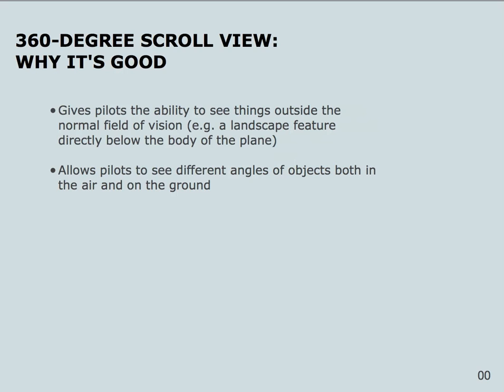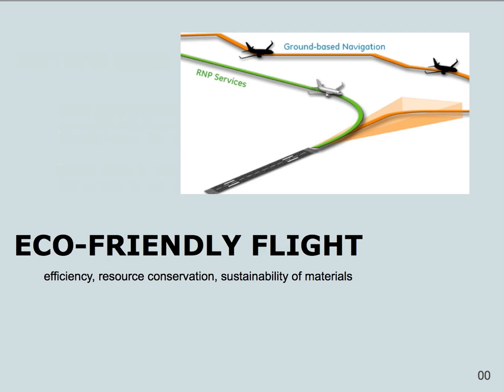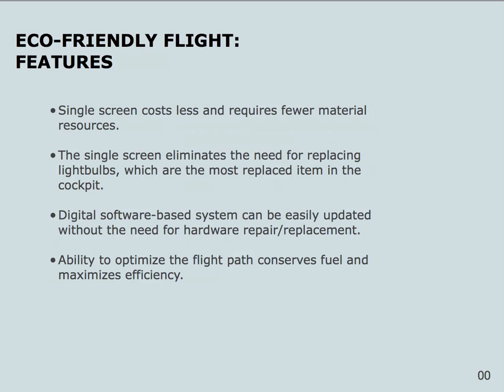And a really important aspect of our design is the eco-friendly aspect, which is, of course, very critical in the modern day. When you're designing anything, you want to design it efficient, sustainable, resource conservative, which is good both for the company and for the world. So one aspect of this is that the screen means less manufacturing costs and materials for the different components of what the screen's replacing.